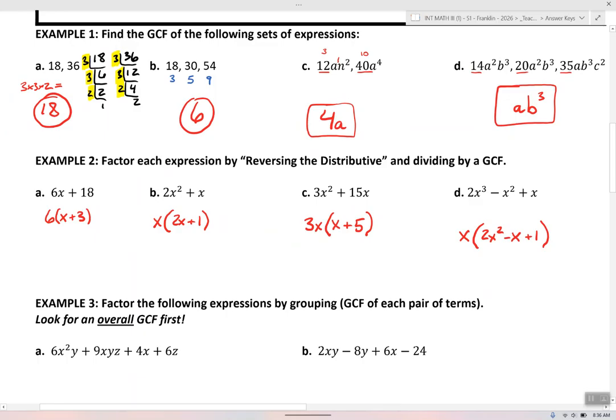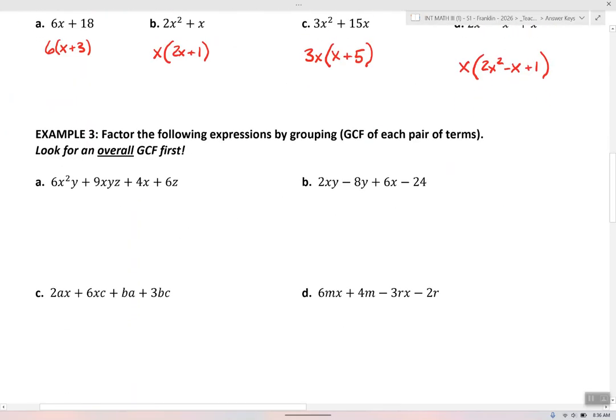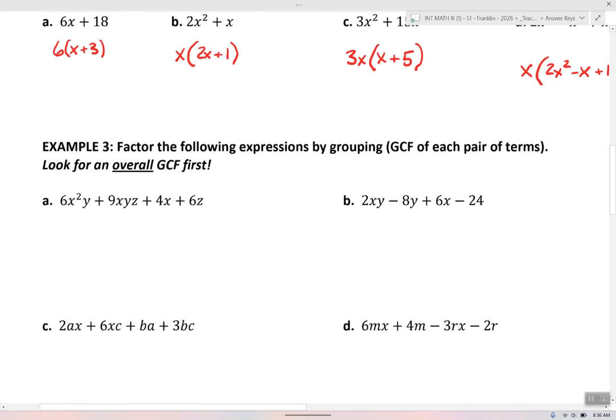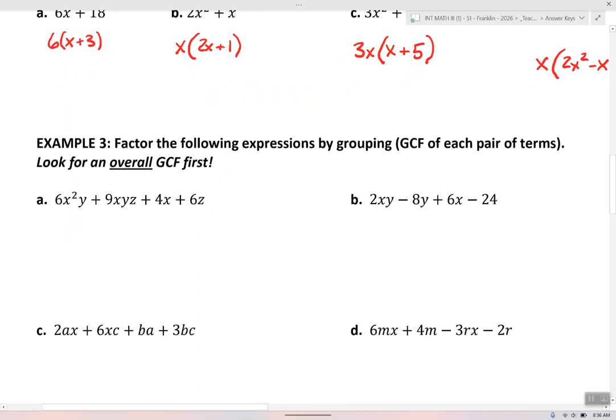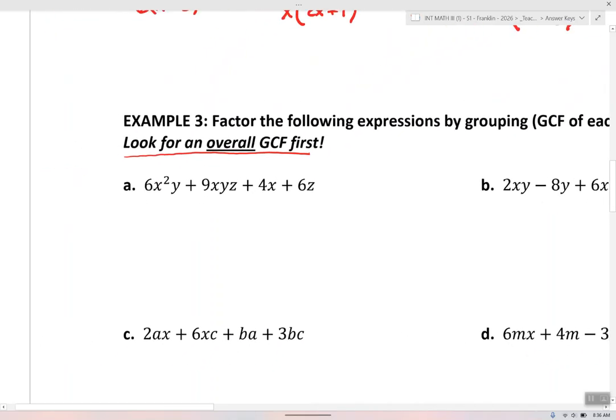Now we can take this one step further and do what's called grouping, which is taking a GCF of a pair of terms. And it's always important and helpful to look for an overall GCF first. So if we look at example A here, these four terms do not have a common GCF. Your big tell here is the fact that they don't all have x, they don't all have z, and 9 and 4 don't have a GCF in common. So we can go straight to grouping. And the way we group is to consider these in pairs.